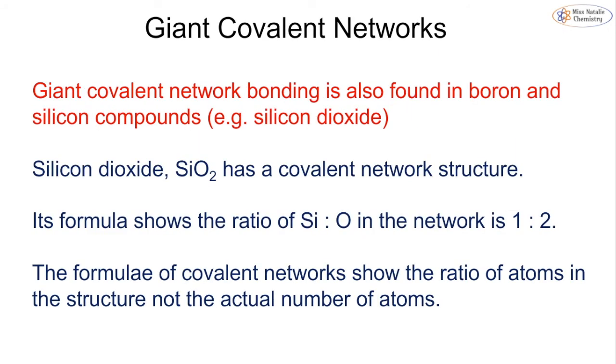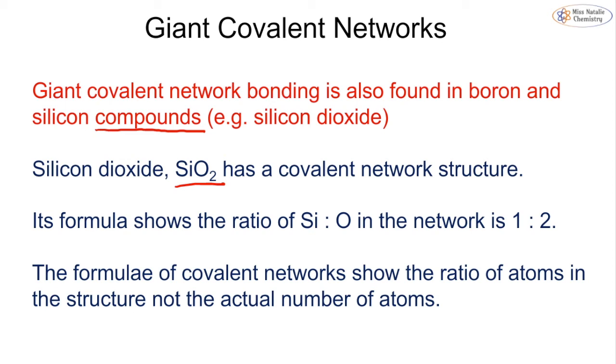Now we can also find giant covalent network bonding within boron and silicon compounds, such as silicon dioxide. Similar to what we talked about with our ionic formula, we can look at the chemical formula as the ratio of our atoms. So rather than it just being in our carbon element, we can also find it in these compounds. So if we have SiO2, for example, this is the ratio of silicons to oxygens.